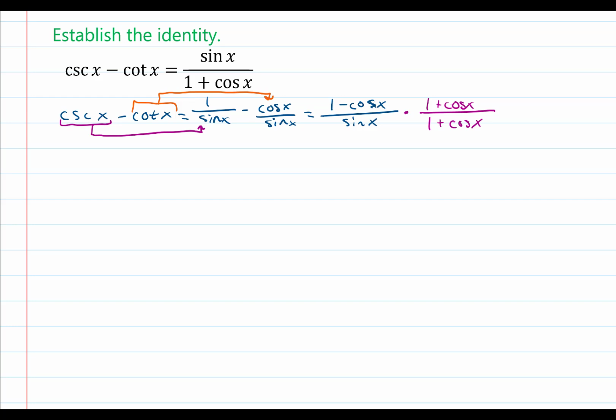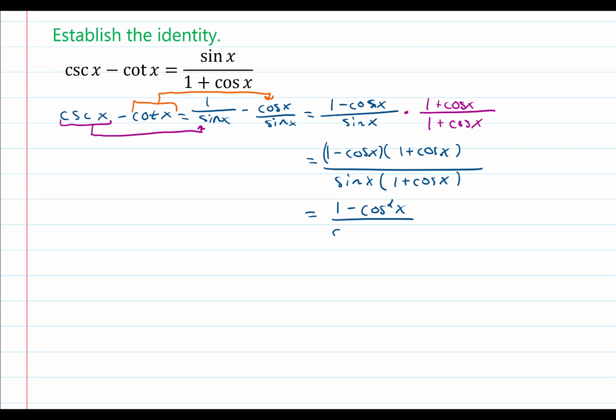So once I multiply that out, I get 1 minus cosine of angle x times 1 plus cosine of angle x over sine of angle x times 1 plus cosine of angle x. Now I'm going to use the distributive property and simplify the numerator, and I will get 1 minus cosine squared of x over sine of x times 1 plus cosine of x. Now you'll notice I've achieved my goal, and I now have 1 plus cosine of angle x in the denominator, but I also have sine of angle x in the denominator as well.